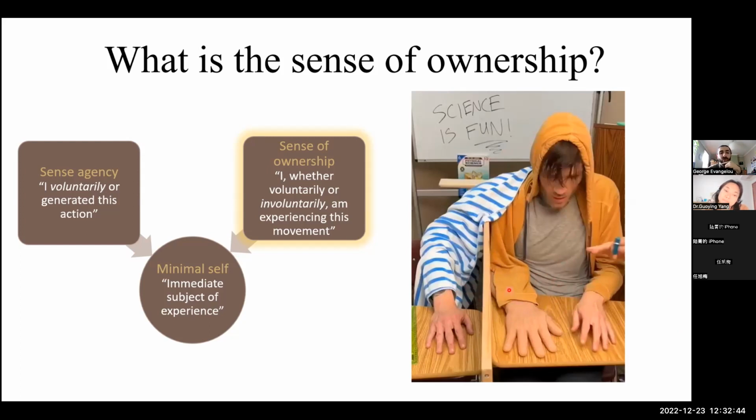One is called proprioceptive drift. So proprioception refers to your sense of bodily position and knowing where your hand or any limb is in space at a certain time.